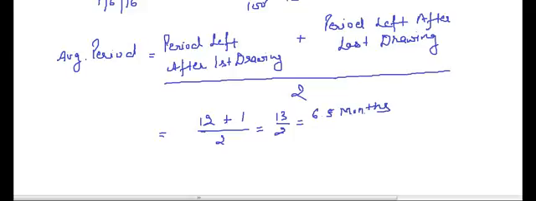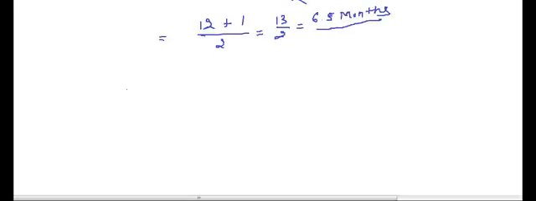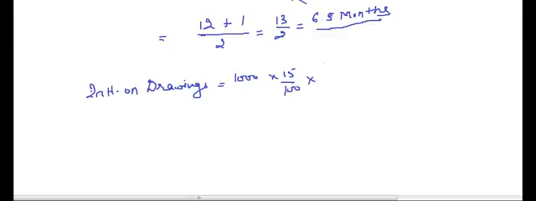It means that we will calculate the interest on drawings for 6.5 months, because we are taking the average of months, right? Now what will be the interest on drawings? It will come to 1000 into 15% for how many months? 6.5.